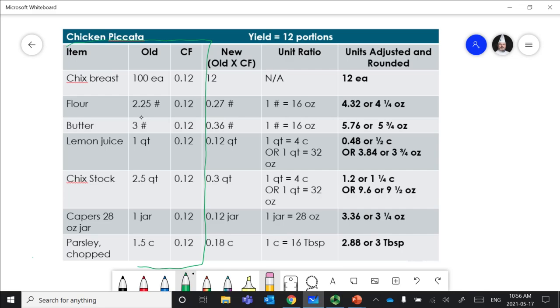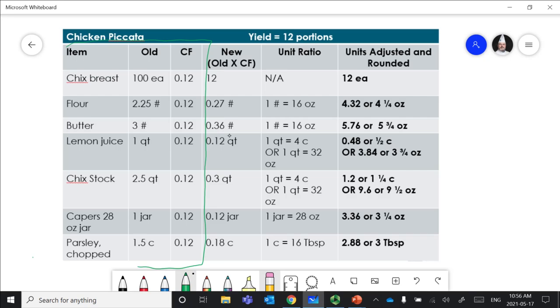Now notice our flour has gone from 2.25 pounds down to 0.27 of a pound. That's difficult to measure, right? So that's why we convert it now to ounces, so it's easier to measure, right? So we use our 1 pound equals 16 ounces multiplied times our 0.27 to get our 4¼ ounces, right? Using one of those conversion methods that we had from the last video. So we go through all of these.